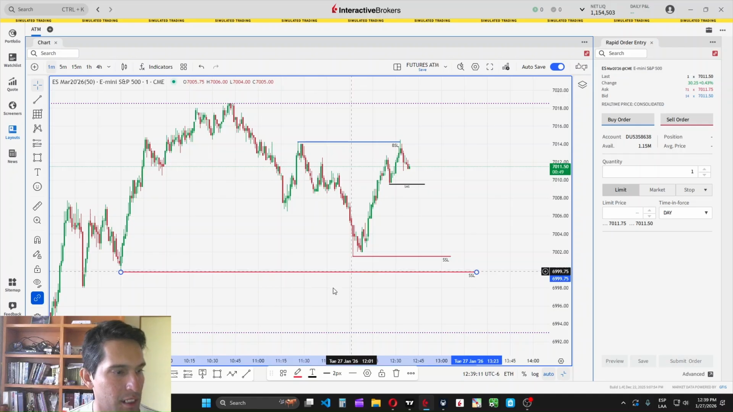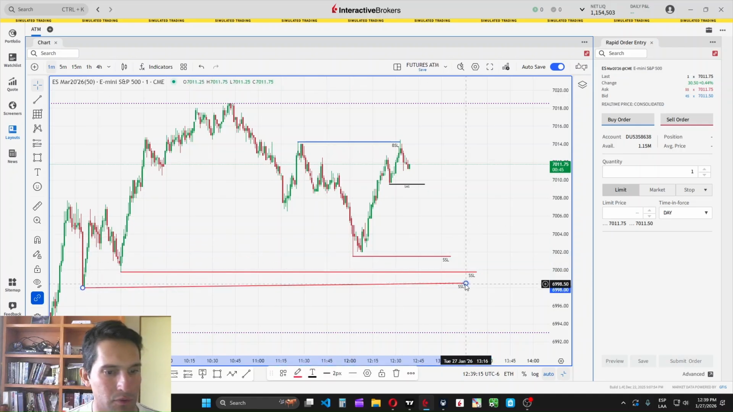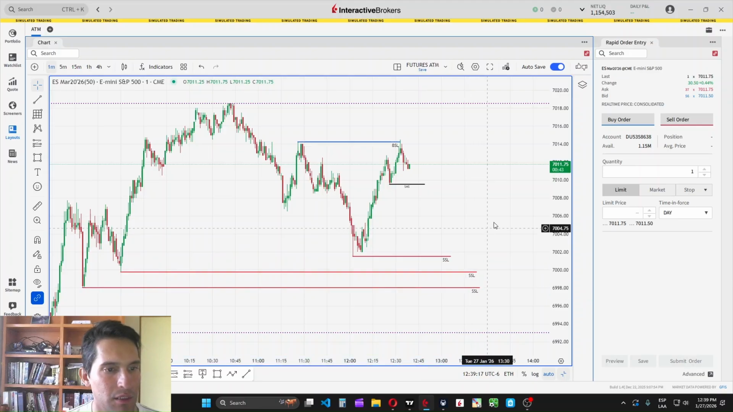Okay, so that's the analysis that I have. So I just need to wait for the setup to appear in the chart and then take the trade. So let's see what happens next.